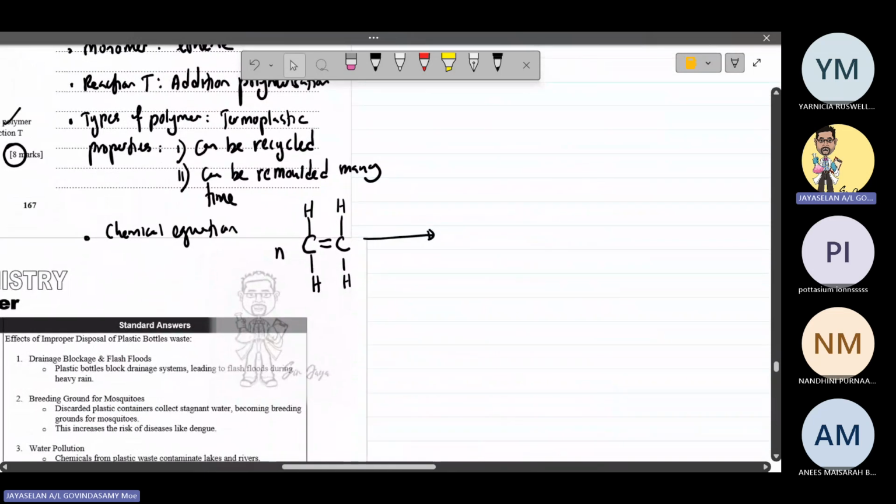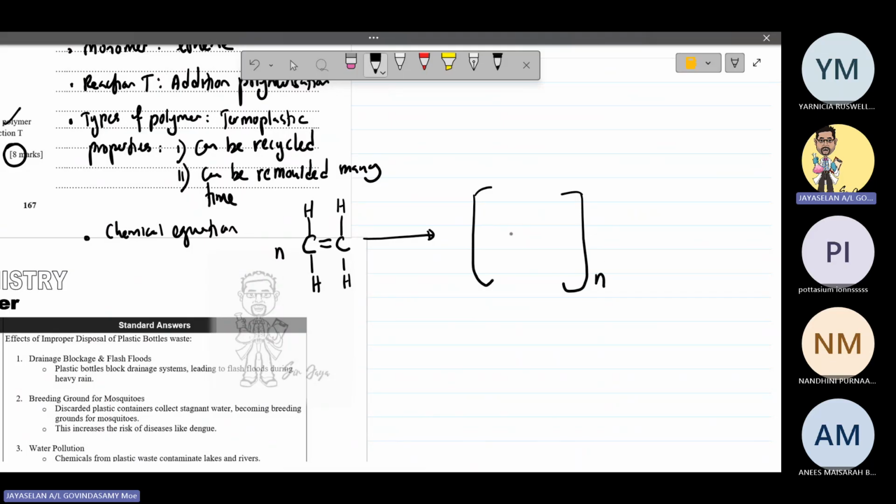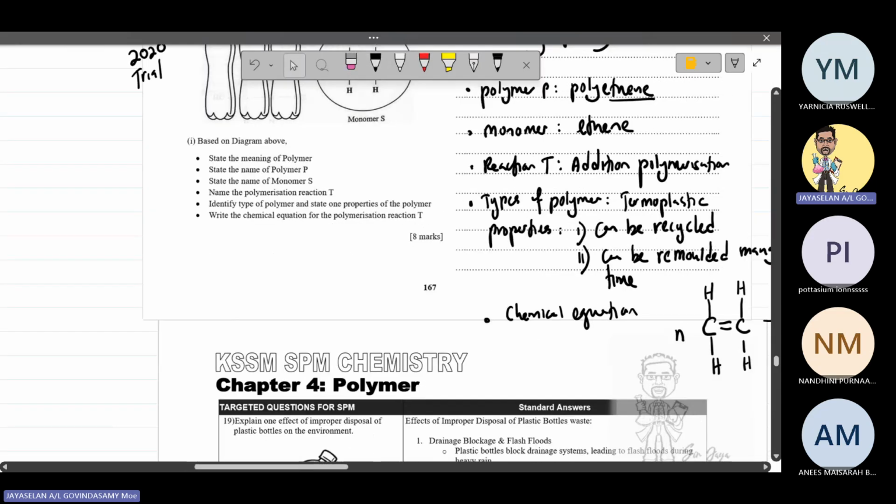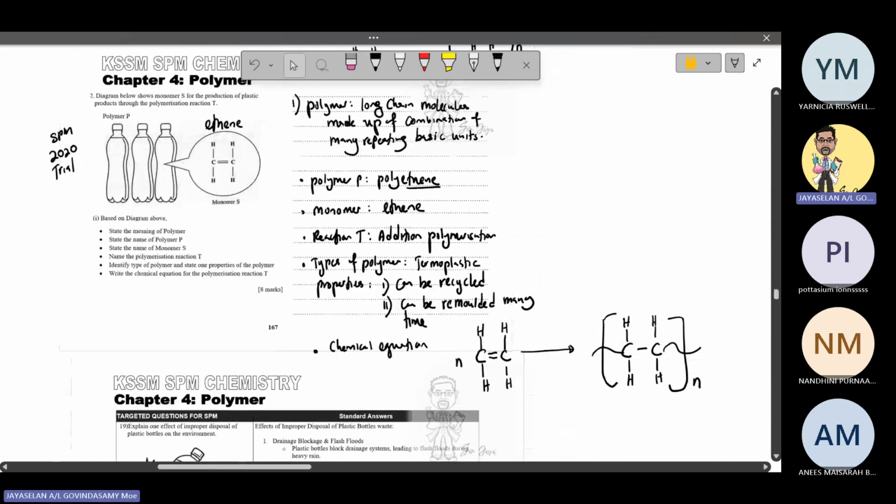So after that, what do you all do? Open bracket, close bracket, open bracket, close bracket, put the n first. Here, C single bond C, all follow. Double bond, change it to single bond. Like this, then the wavy lines like this. Finish. You guys already score full marks. Any question? So, 8 marks. This is a 2020 trial paper.